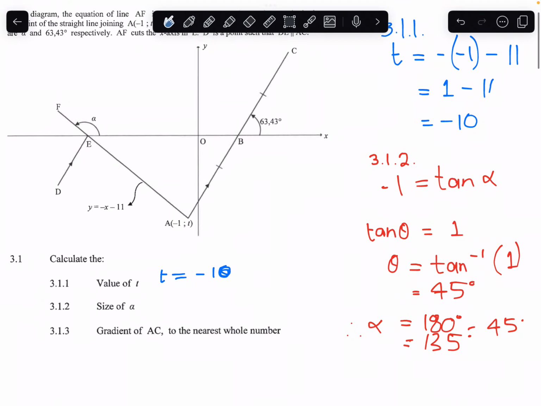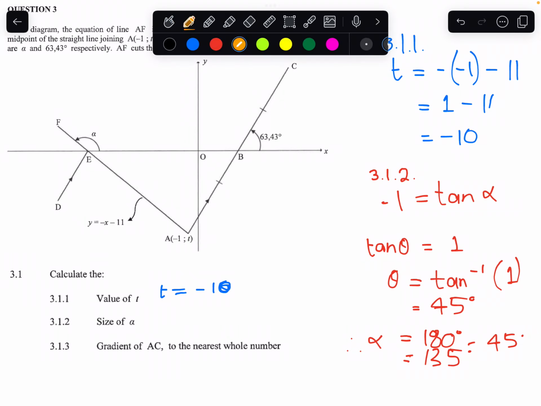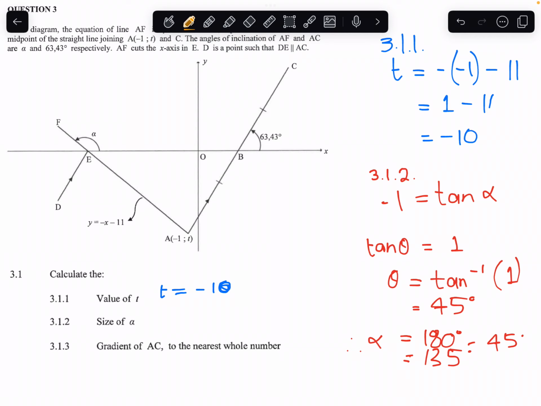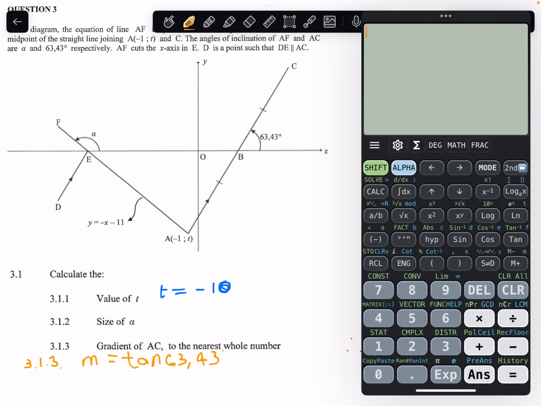Perfect. Then the last question asks us to find the gradient of AC to the nearest whole number. So we're just using the angle of inclination relationship in the other direction. For the second question, we knew what the gradient was and needed to figure out the angle. But now we know what the angle is, so we need to figure out the gradient. So 3.1.3, m is equal to tan 63,43 degrees. And let's see what that gives us.